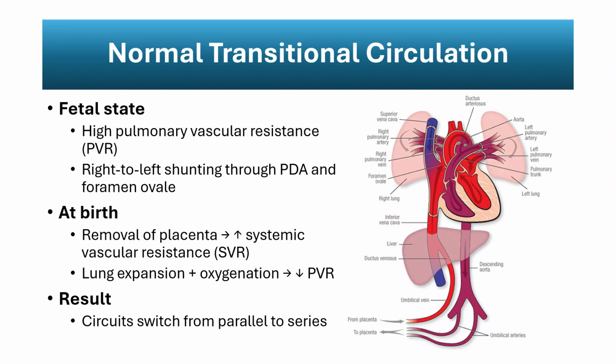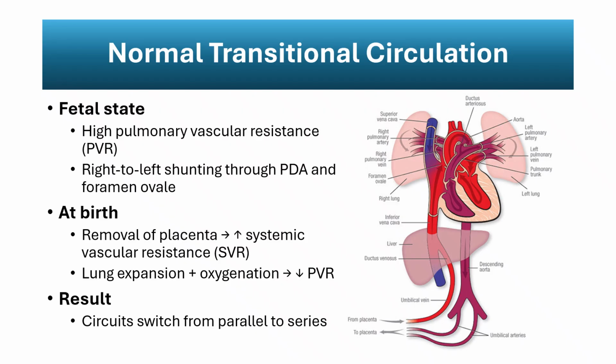At birth, the removal of the placenta increases systemic vascular resistance, while lung expansion and the initiation of oxygenation cause a rapid drop in pulmonary vascular resistance. This transition redirects blood flow through the lungs for oxygen exchange, effectively converting the fetal parallel circulation into the postnatal series circulation, where pulmonary and systemic circuits operate sequentially.